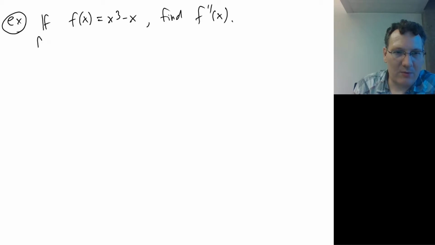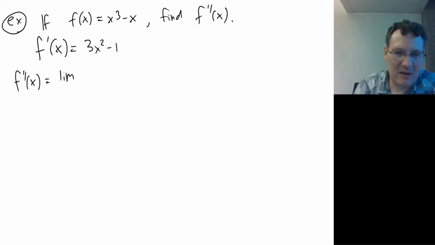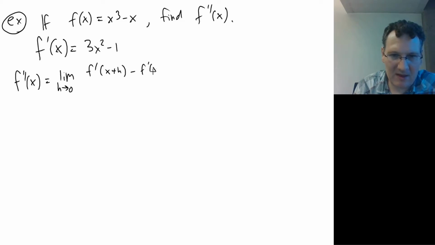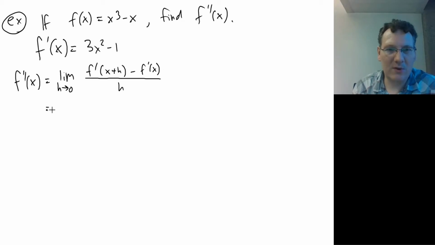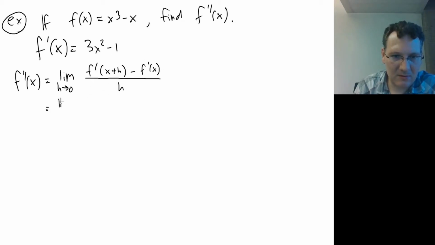We already know that f prime of x is 3x squared minus 1, so let's find f double prime of x. That's going to be the limit as h goes to 0 of f prime of x plus h minus f prime of x, all over h. Well, we're just going to put x plus h into that 3x squared minus 1.